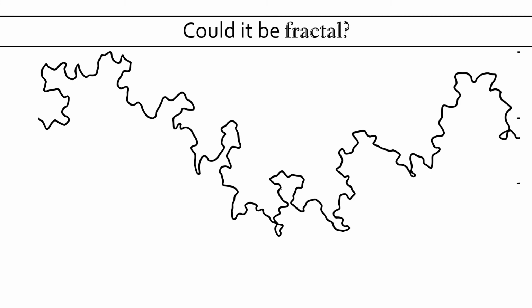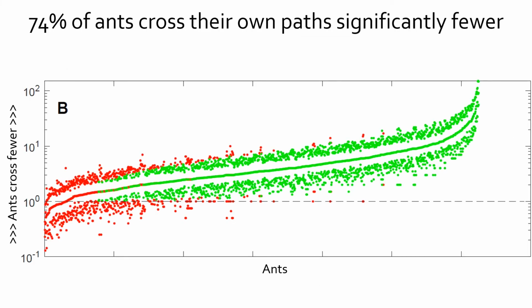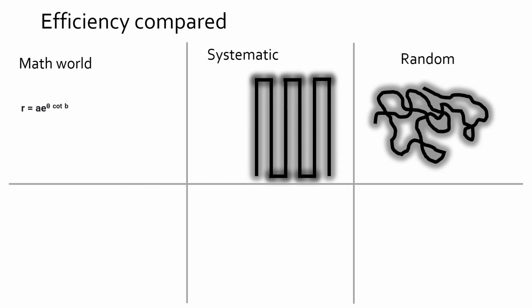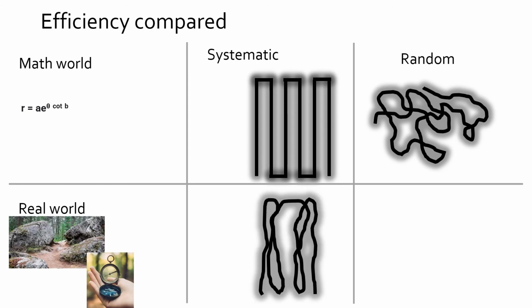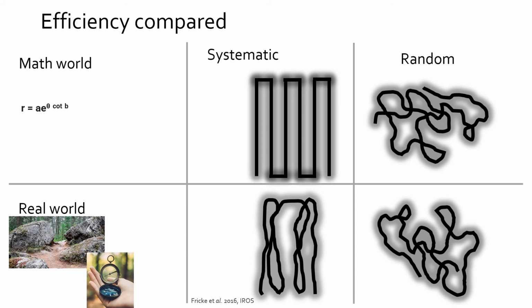Another interesting thing is that this ant crosses her own path not a single time. And in fact, 74% of ants cross their own paths less often than their random walk simulations. And this means that the ants don't waste much time searching the same area twice. And that is not a trivial task, since a perfectly systematic search pattern, like this meandering pattern here, in the real world, where there are obstacles in the way and navigational noise, has a lot of crosses in the systematic pattern, even more so than in a purely random walk.